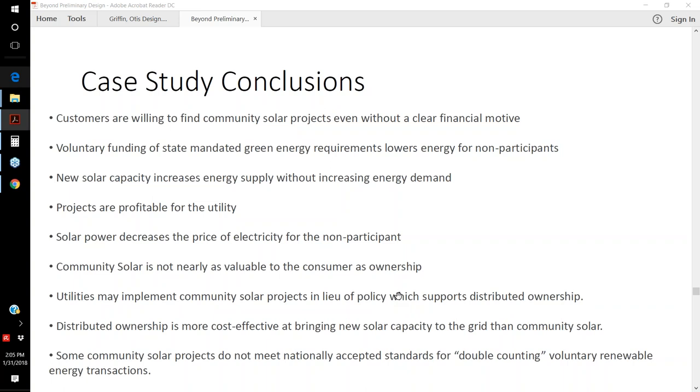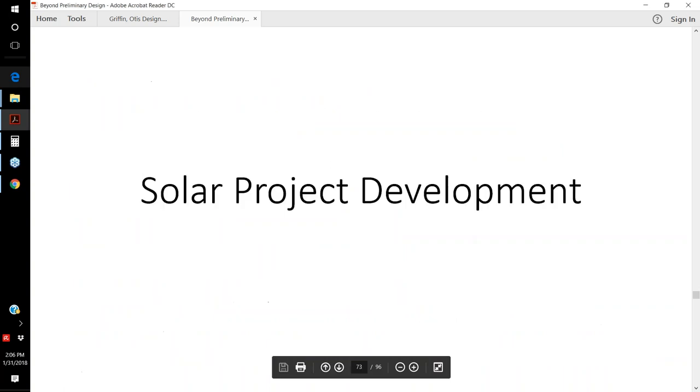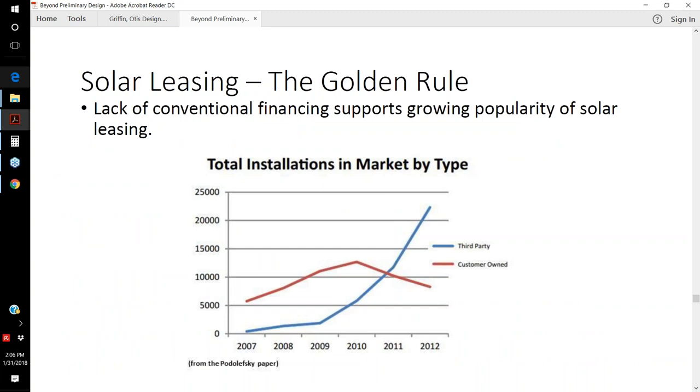I'm missing the forest for the trees on this double counting, because the participant is happy to support local solar. The utility needs to wet their beak a little bit at the bare minimum with free renewable energy credits, and it works. So it benefits the environment. Maybe I need to not be so much of an obstructionist. Okay, so compared to solar leasing, compared to green power purchasing, community solar looks like a better deal.